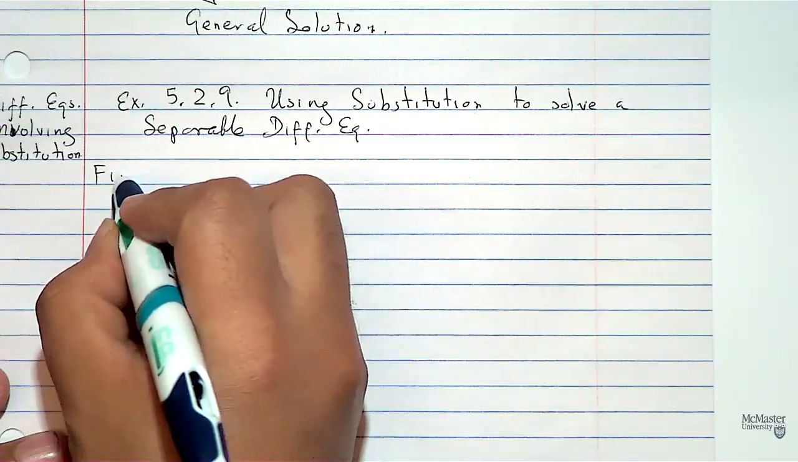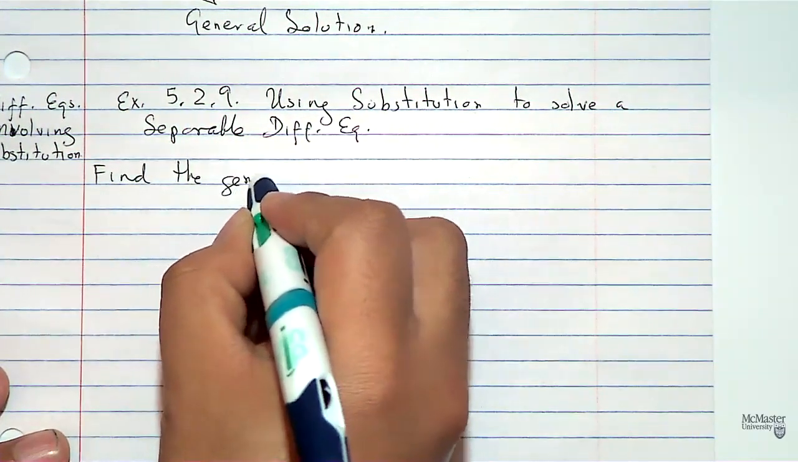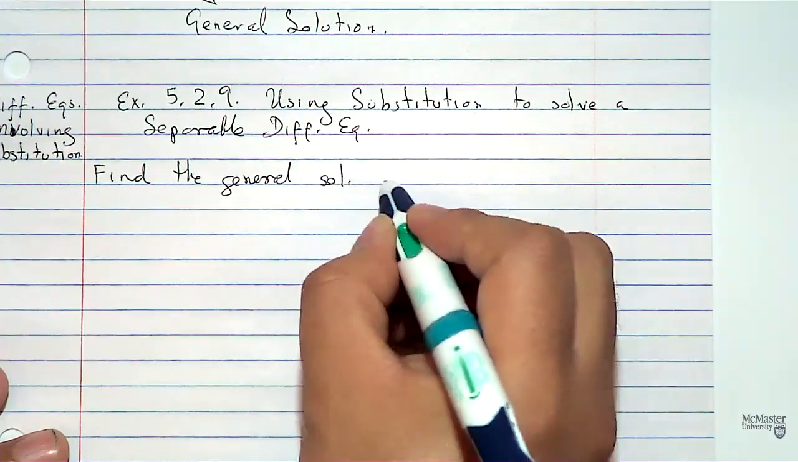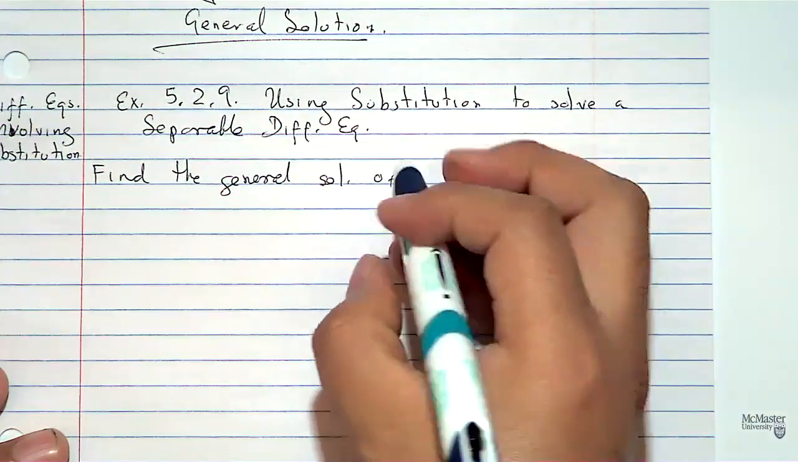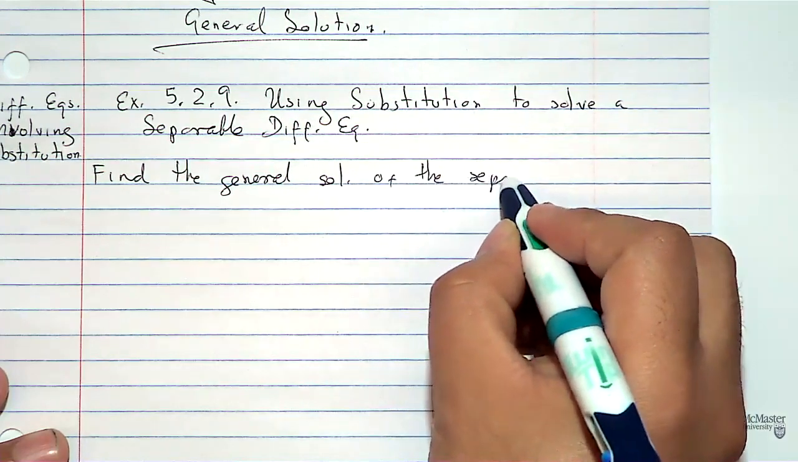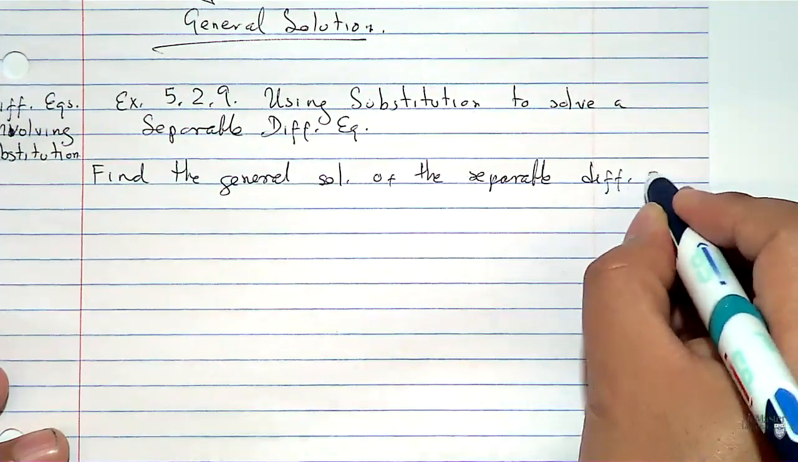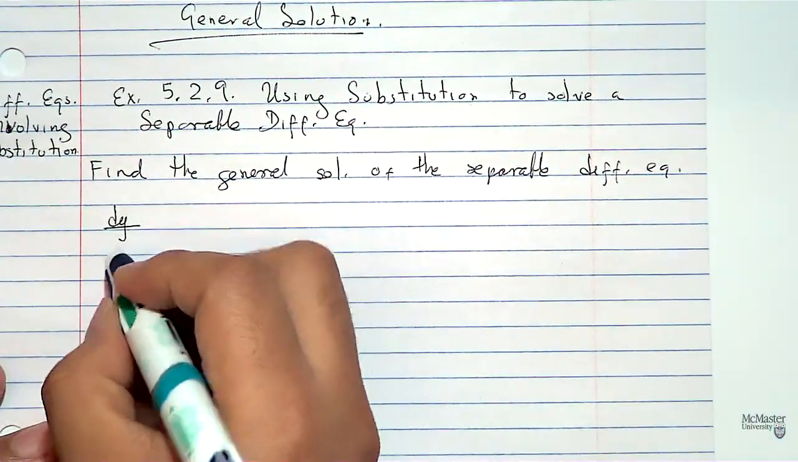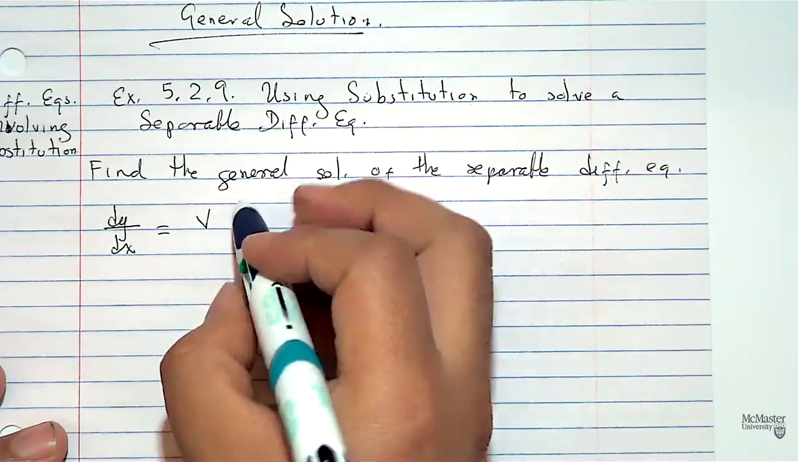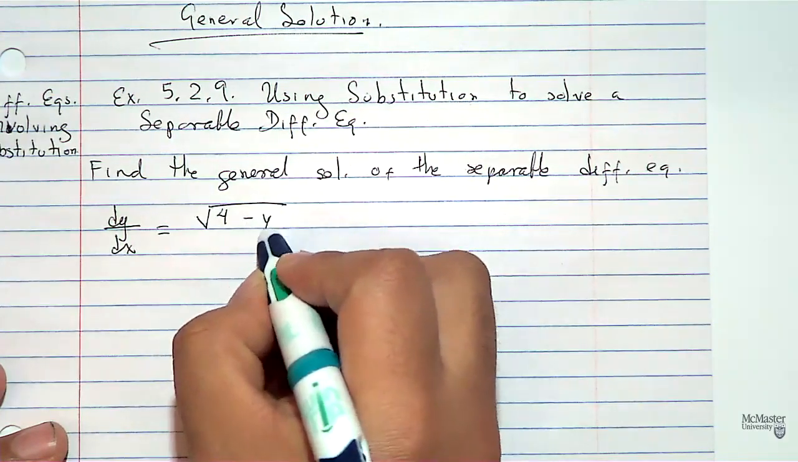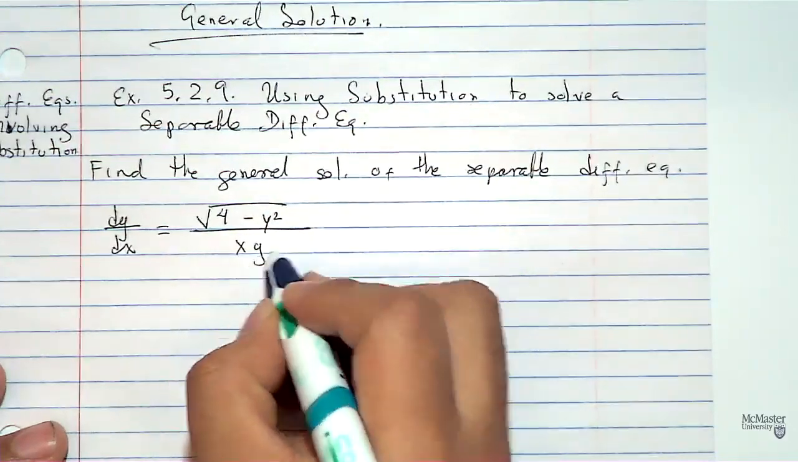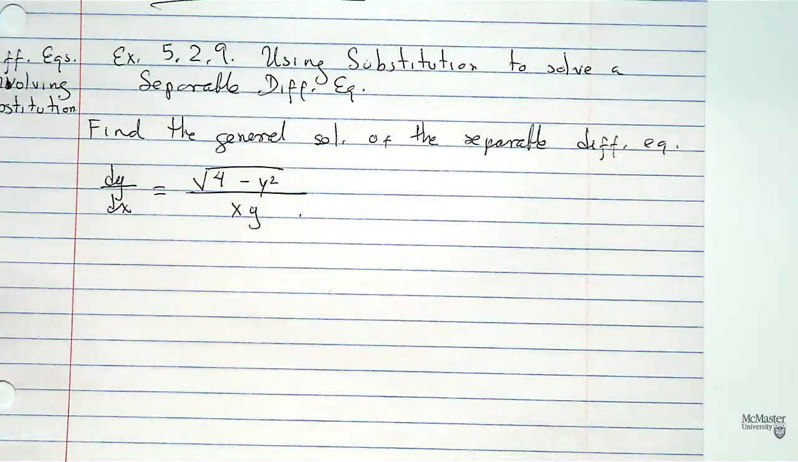The command of the exercise is to find the general solution of the separable DFQ of the form dy over dx equal to the square root of 4 minus y squared divided by xy. Now, why is this called separable? It's because essentially by multiplying and dividing, you can put all the variables y on one side and all the variables x on the other side. That is just the notation, okay?